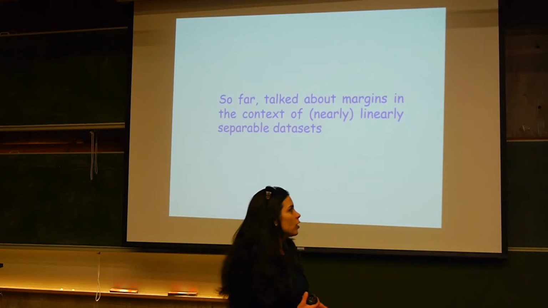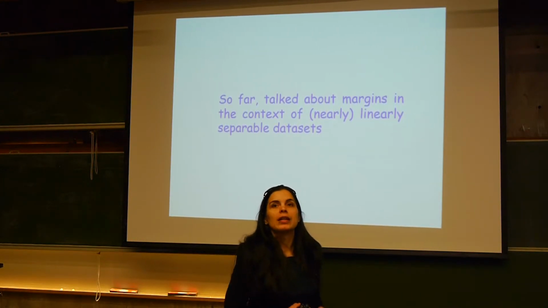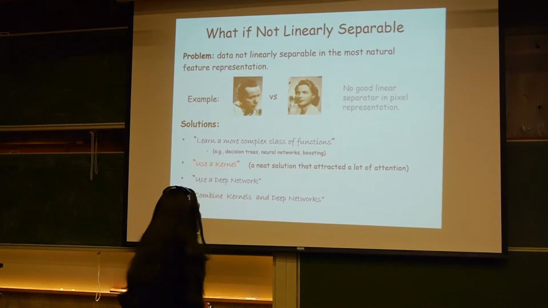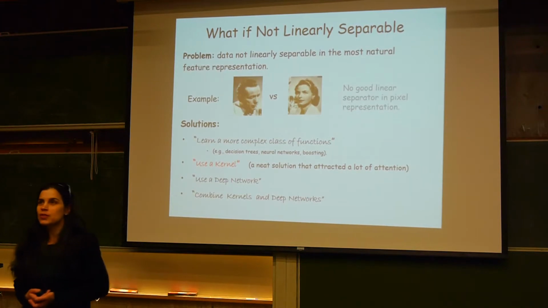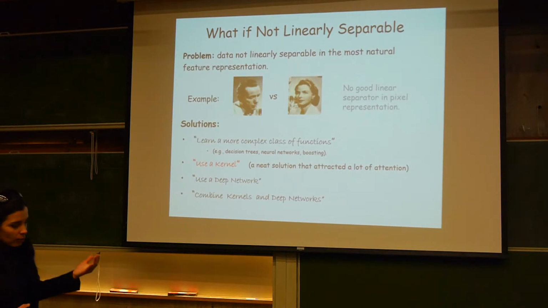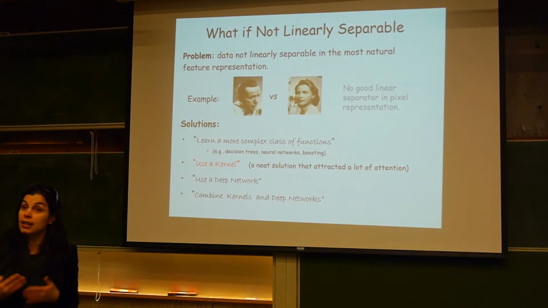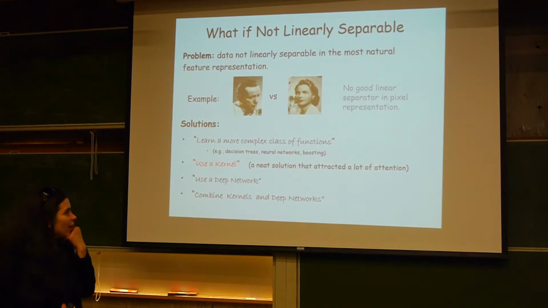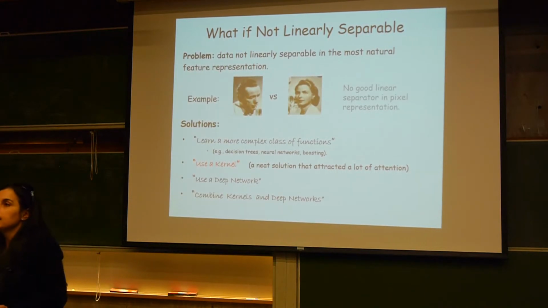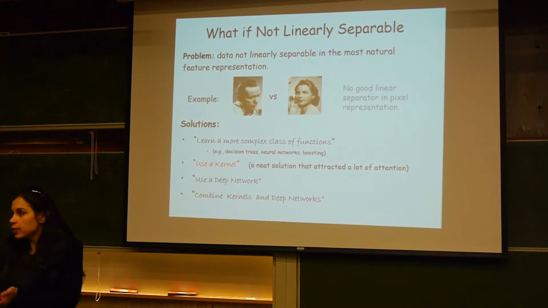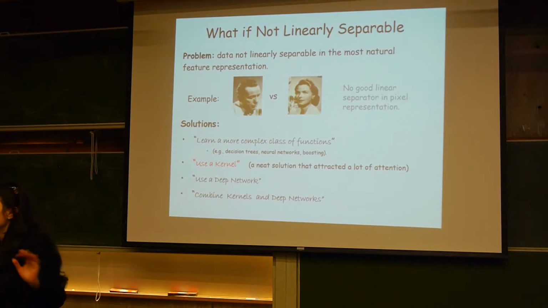Okay, so far we talked about margins in the context of linearly separable or nearly linearly separable distributions or data sets. We all know, however, that in most learning problems the data is not linearly separable. There are some domains where data could be linearly separable, like text classification. However, for most learning problems, the data is not linearly separable. For example, if you want to do image classification, the data is typically not linearly separable in the most natural pixel representation. It's not even linearly separable if you consider more fancy features like wavelets and so on.